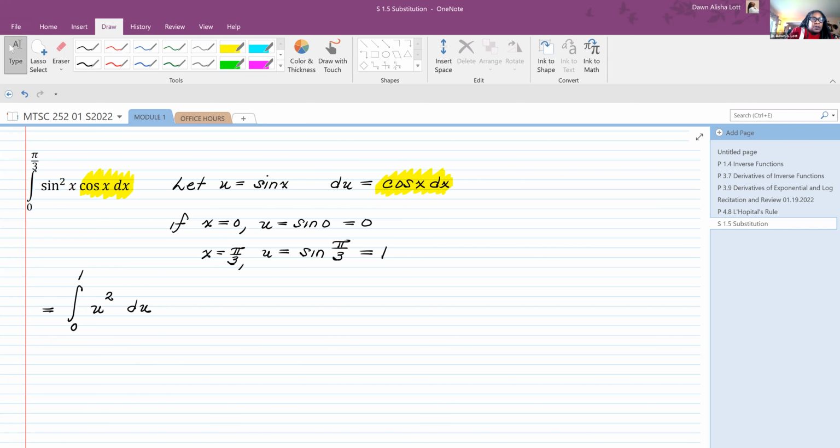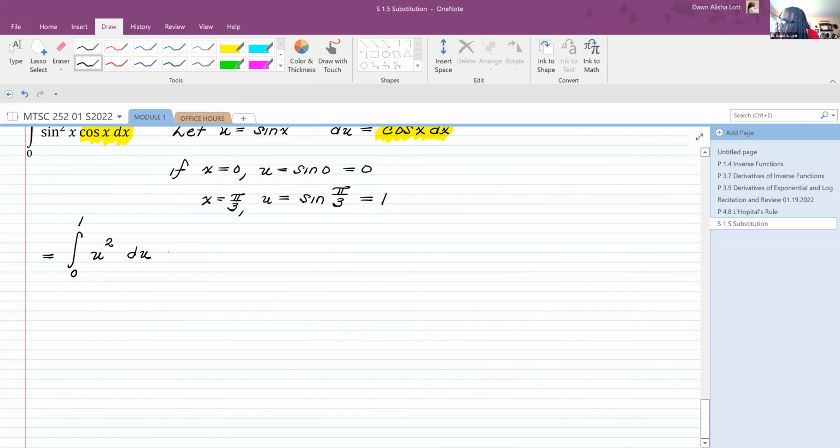Okay, so I can integrate this. This becomes 1/3 u cubed, evaluated from 0 to 1. So I'm going to get 1/3 times 1 cubed minus 0 cubed. Just being particular. So the answer is 1/3. Any questions?